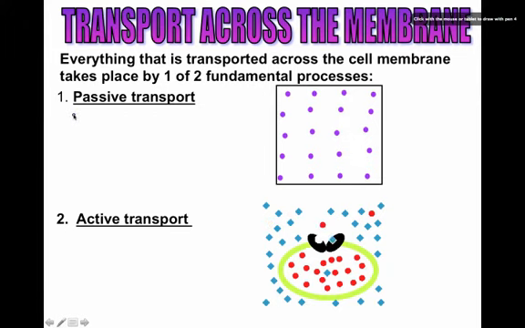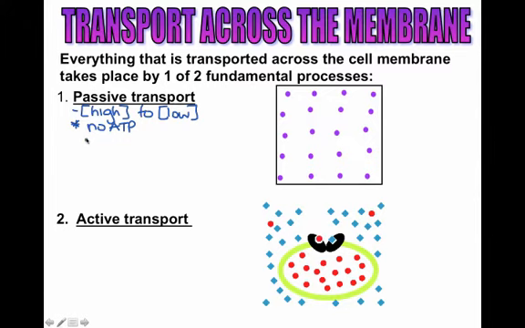Okay, so a quick review of what we already studied. We've looked at passive transport. Now, if you remember passive transport, this was molecules moving from an area of high concentration to an area of low concentration. And the key part here, the passive part, was that no ATP or energy was required.